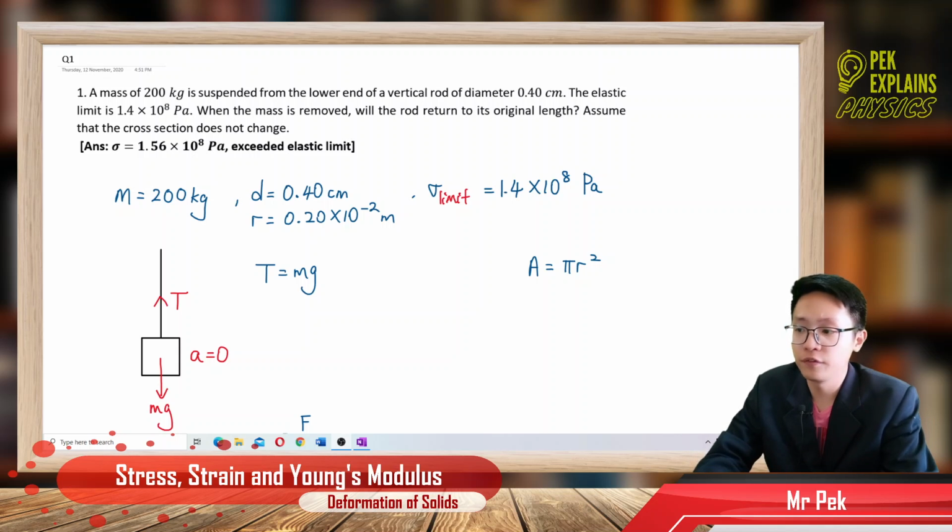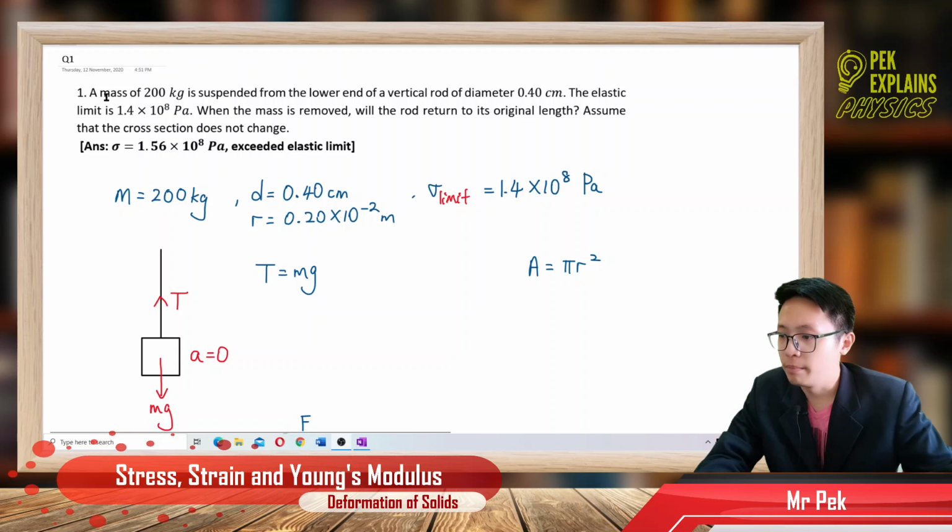Okay, now this is the first question in deformation of solids. A mass of 200 kg is suspended from the lower end of a vertical rod of diameter 0.4 centimeter. The elastic limit is 1.4 exponent 8 Pascal. When the mass is removed, will the rod return to its original length? Assume that the cross section does not change.